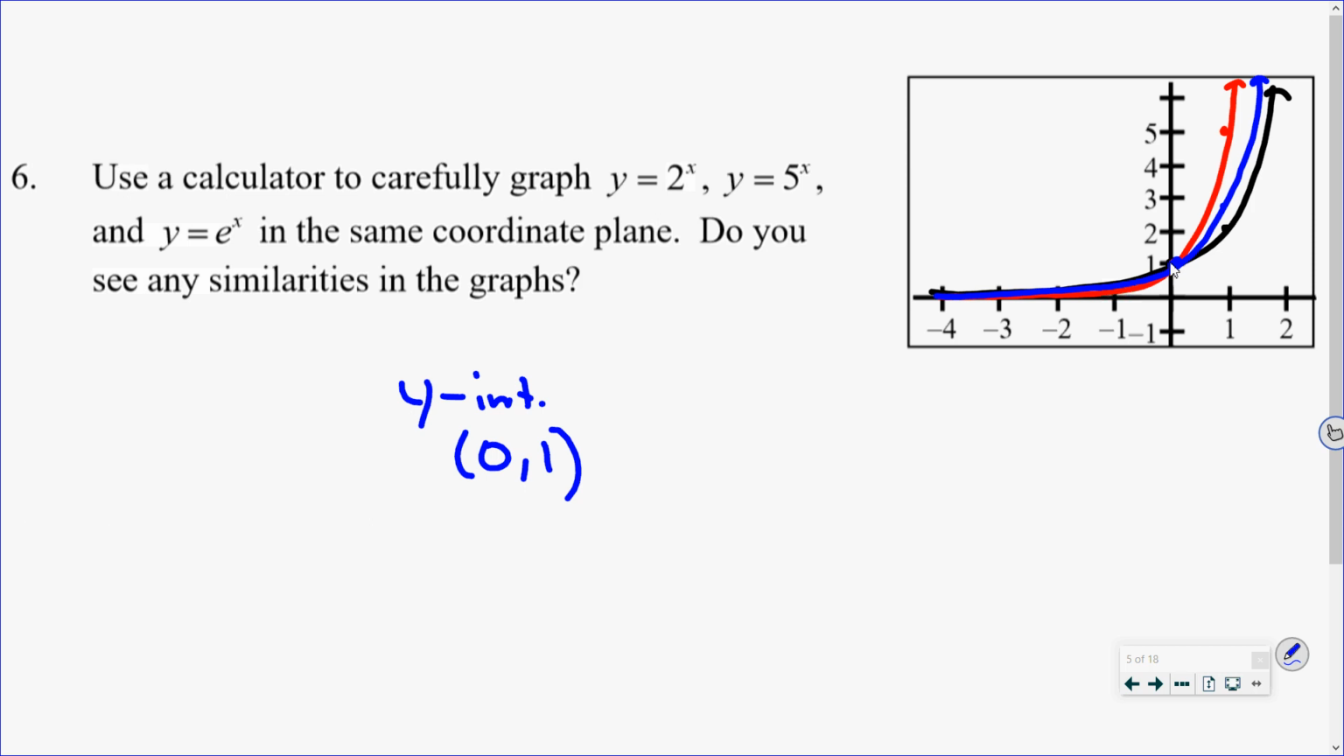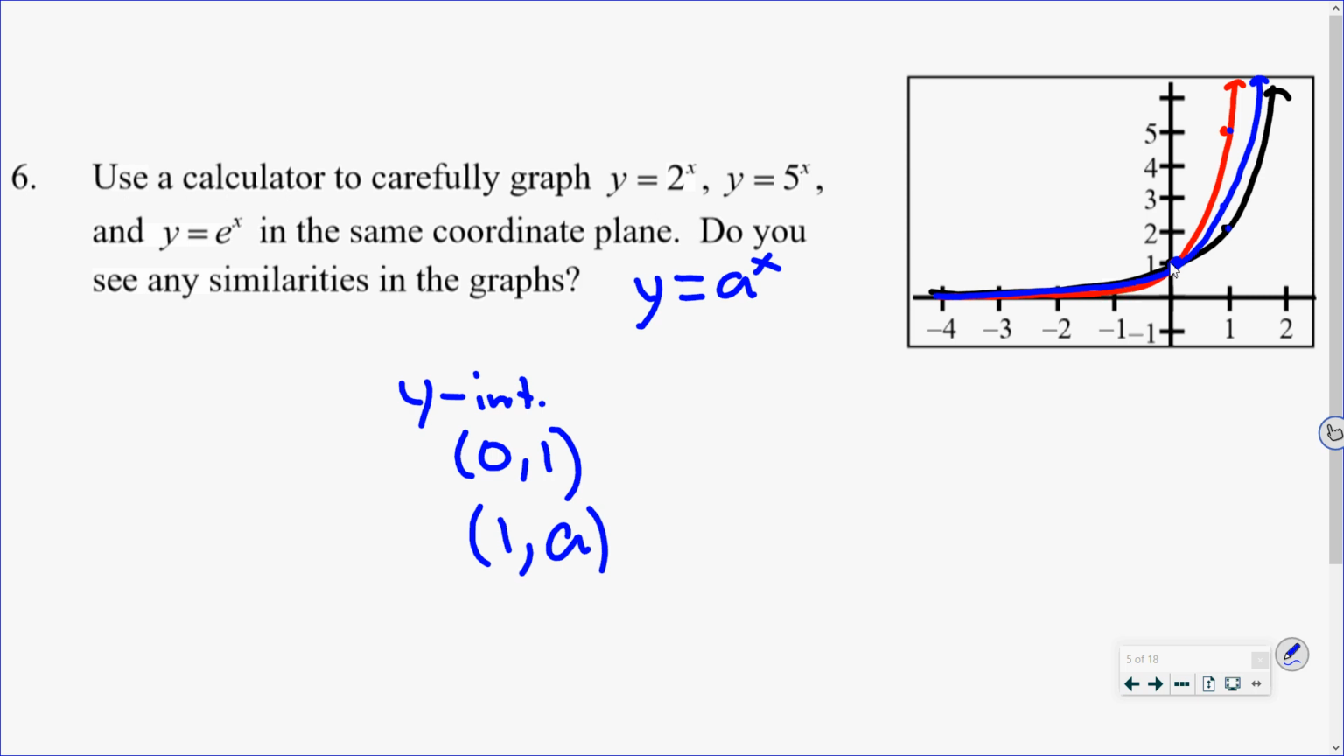They also all have a point at 1, and then whatever your base is. So if I write this up here, y equals a to the x power, they always have a point at 1, a. And what I mean by that is the first one had a base 2, so there's a point at 1, 2. The second one had a base 5, so there's a point at 1, 5. The third one had a base of e, so there's a point at 1, and e is about 2.7.